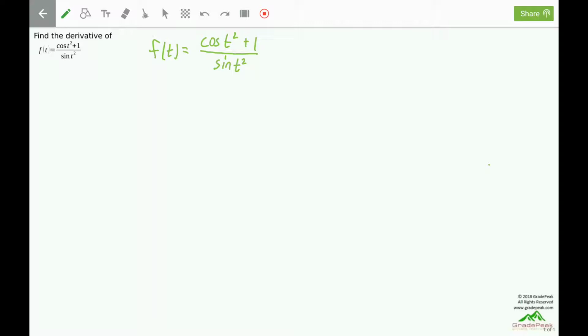However, we do have a single denominator here. It's not added or subtracted with any other terms, so we have an option of rewriting each of the terms in the numerator over that common denominator. So we can rewrite this as cosine of t squared over the sine of t squared, and then plus 1 over the sine of t squared. The cosine over the sine is the cotangent, so cotangent of t squared, and then 1 over sine is the cosecant, so plus cosecant of t squared.